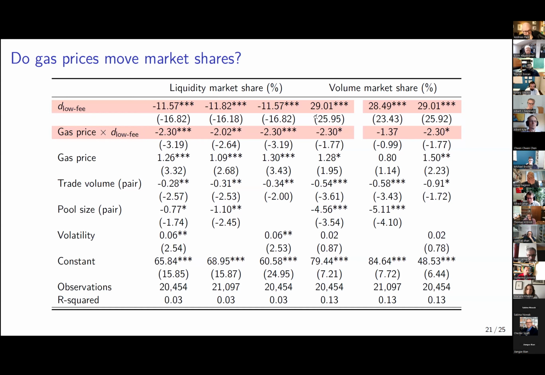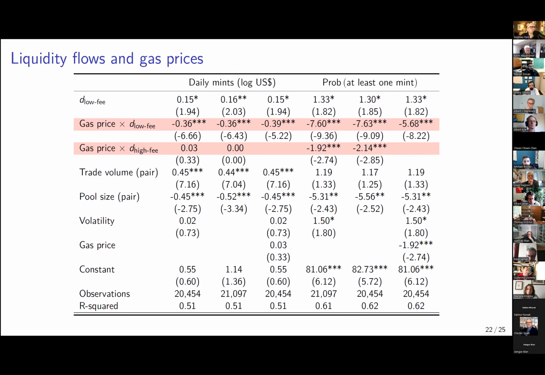We want to think of this as the fact that, as we saw, trading volume is relatively inelastic to gas prices. That's how we model the liquidity traders. They don't really react to gas prices. They just go wherever it's cheaper, and there is an effect just driven by the change in liquidity, but it's much weaker.